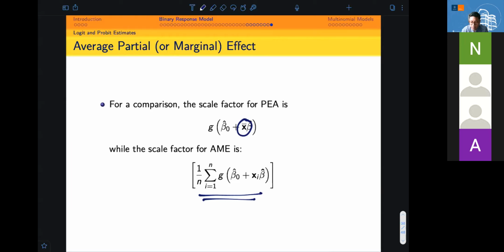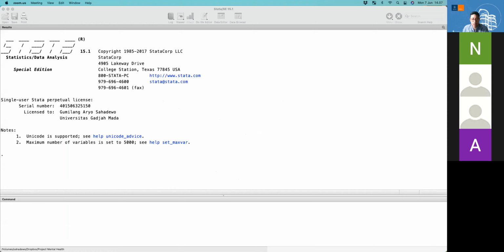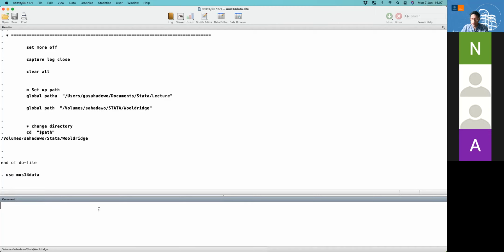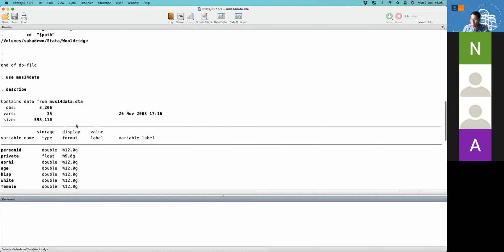Okay, great. If there is no inquiry or question, then I'm going to go to Stata, and we're going to do several calculations using Stata. For this particular exercise, what I want you to open is the MUS 14 data. The MUS 14 data is provided by Cameron and Trivedi's textbook, which is useful if you're interested in using Stata as your main analytical tool. The data set is relatively big in the sense that it has several variables.